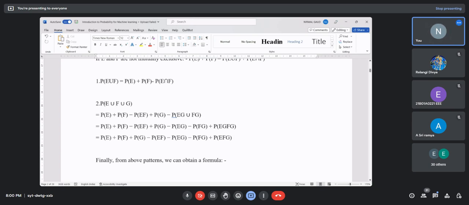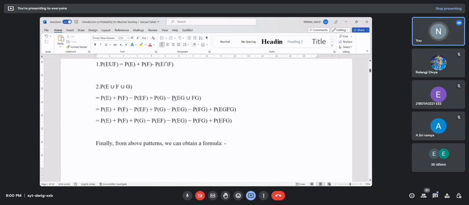And if I'm having P(A union B union C), that means E, F and G, union of all, what is the formula? The formula is P(E) plus P(F) plus P(G) minus P(EF), P(EG) and P(FG), and then plus P(EFG). This is the simplification and the final result. Just remember the final result; we are not going to derive it. This is a pattern you need to follow.